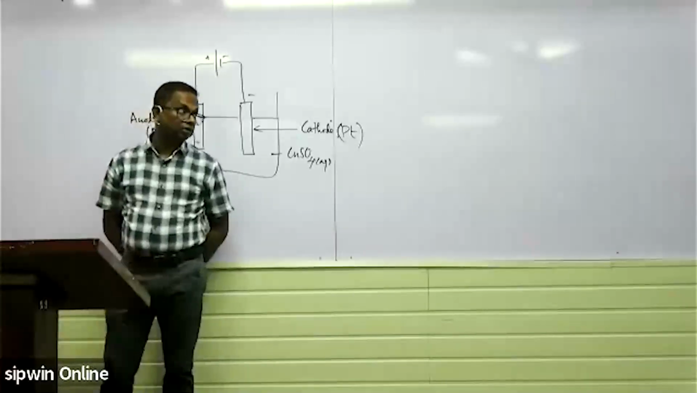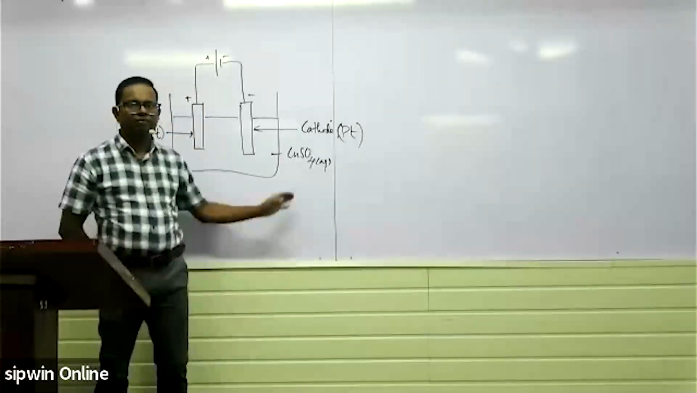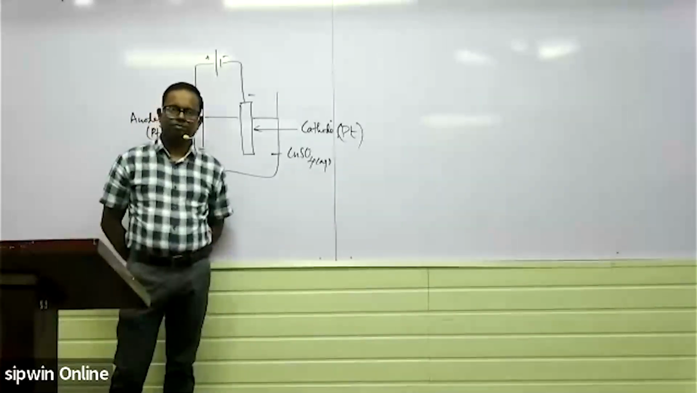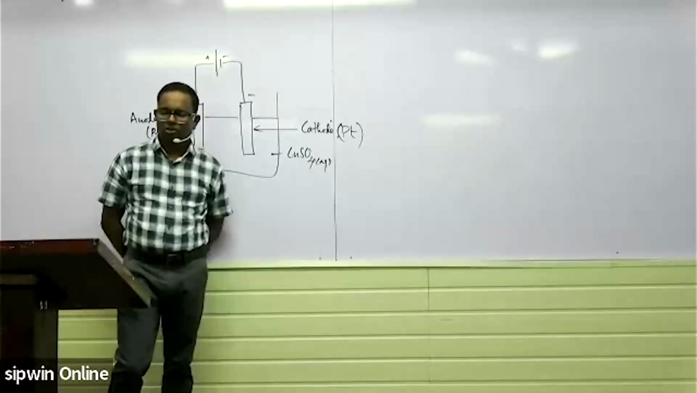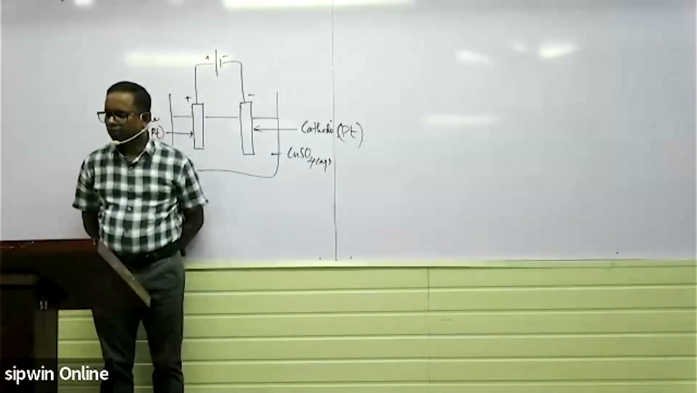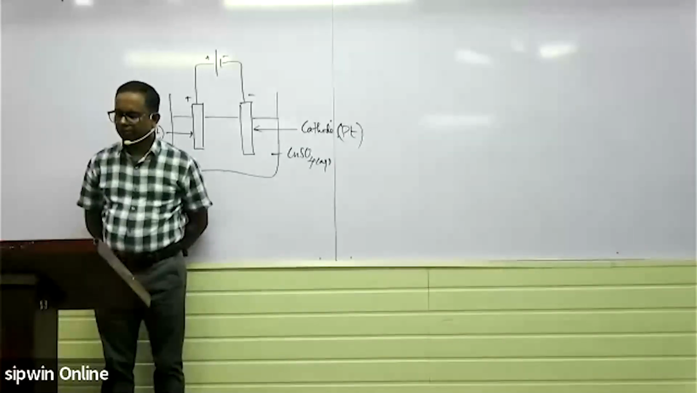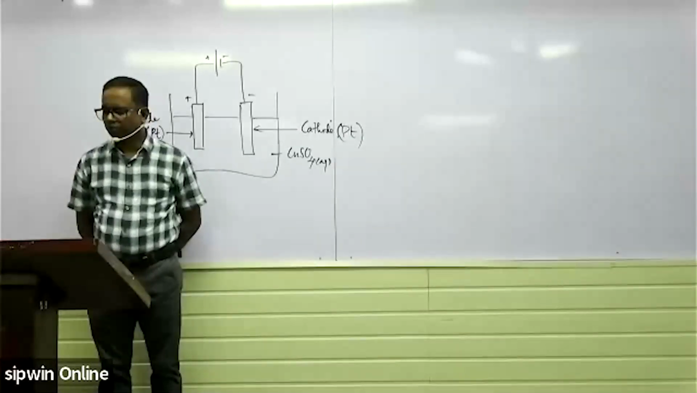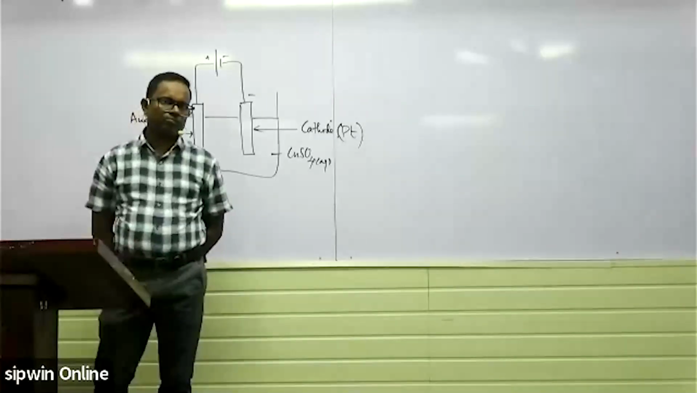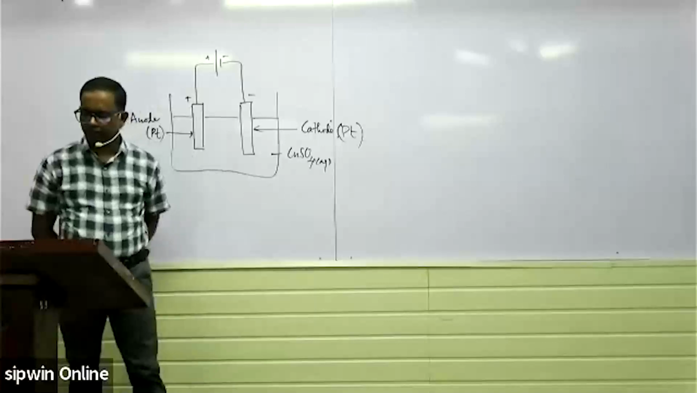Right, now the anode product is oxygen. Sulfate is there here. Oxygen is the product. So 2H2O into O2, 4H plus, 4 electrons.